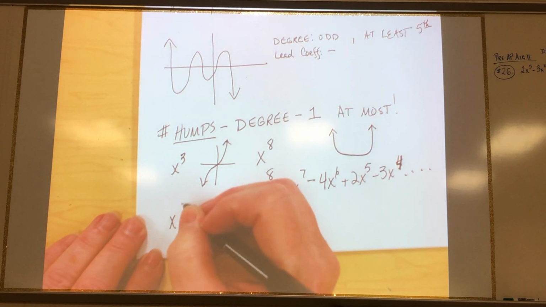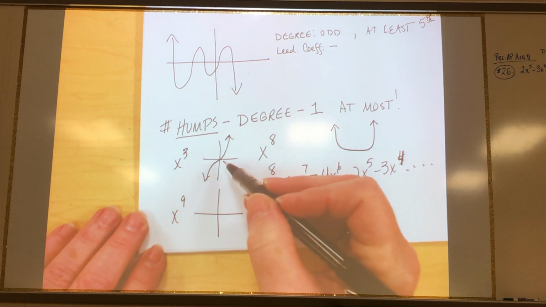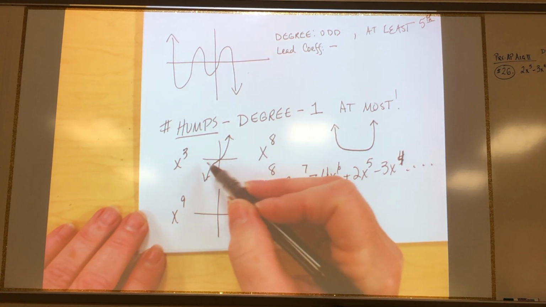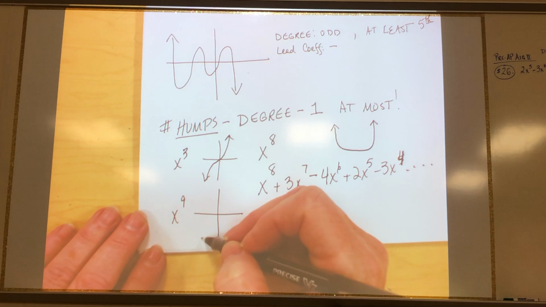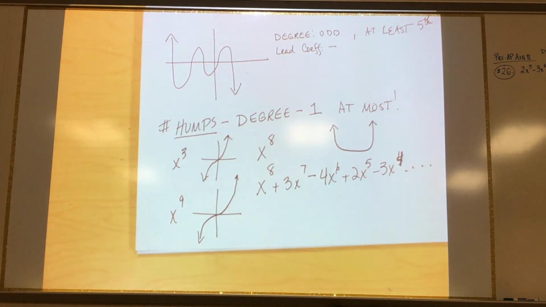So what's x to the ninth going to look like? It's going to look the same, except what's going to happen in here? It's going to be flatter, widening up, but it's still going to do the exact same thing.